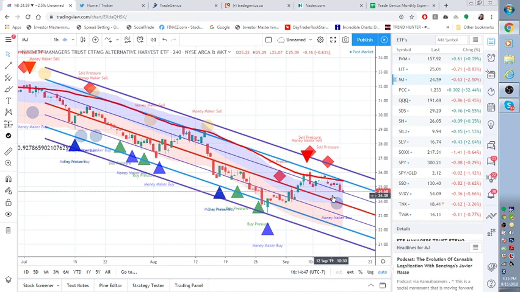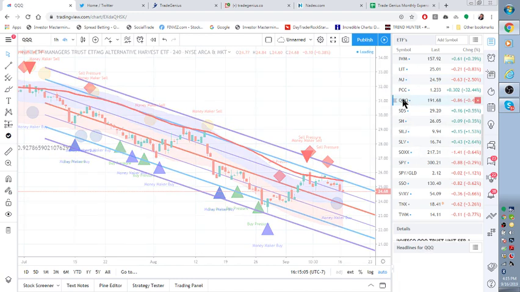But this thing here is whenever you get these failures at these moving averages like this, and these linear regression lines, this is a good opportunity for you to make some money on the short side, and you just do it with puts.